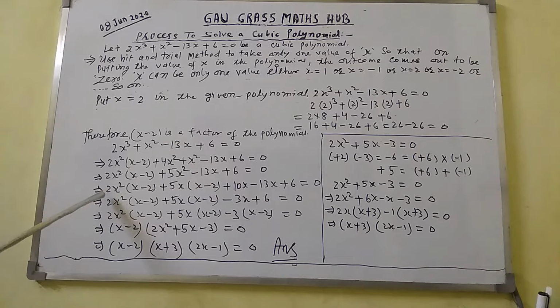Now repeat the same as previous one. Imply that 2x square in bracket x minus 2. Now think over this one, the term 5x square.